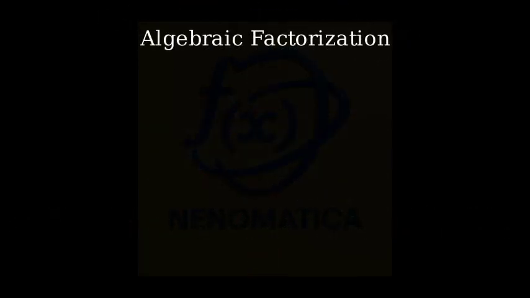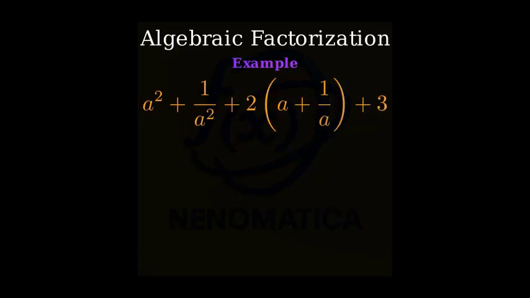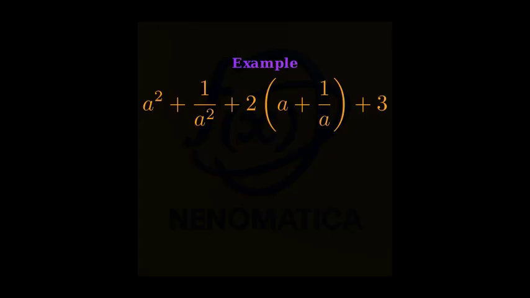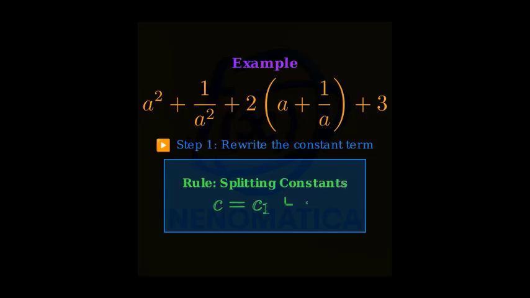Let's look at our example. We need to simplify and factor the expression a squared plus 1 over a squared plus 2 times the quantity a plus 1 over a plus 3. Let's do this step by step. Step 1. We'll rewrite the constant term 3 as 1 plus 2.